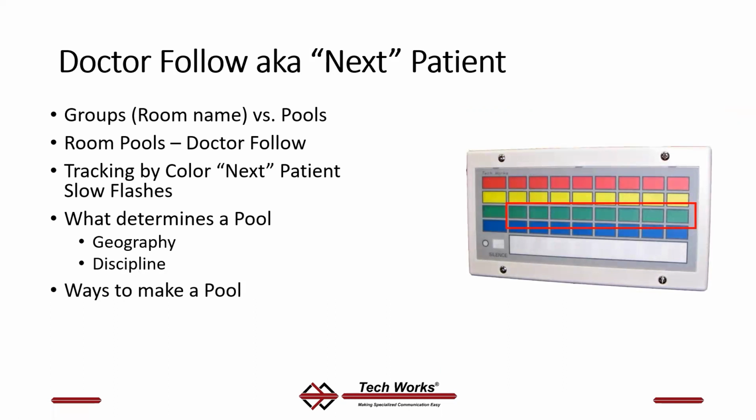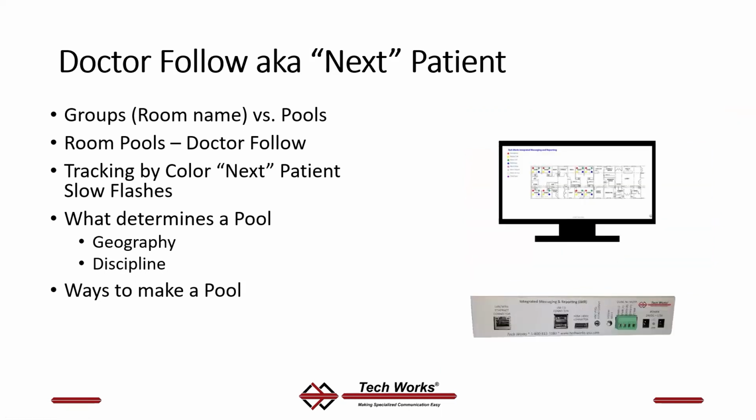The ways to make a pool. In hardware, it's done with a dip switch that says track all of these green lights together. The problem with this is that it also tracks all the yellow and all the blue lights together. So you can't create a pool out of 2 yellow lights and 2 green lights and 2 blue lights. It's going to be all the green lights, all the blue lights, and all the yellow lights are going to be tracked together. Not very flexible. So if you want flexibility, you need an IMR. The IMR has the ability to track any button, any light, any color in a pool.